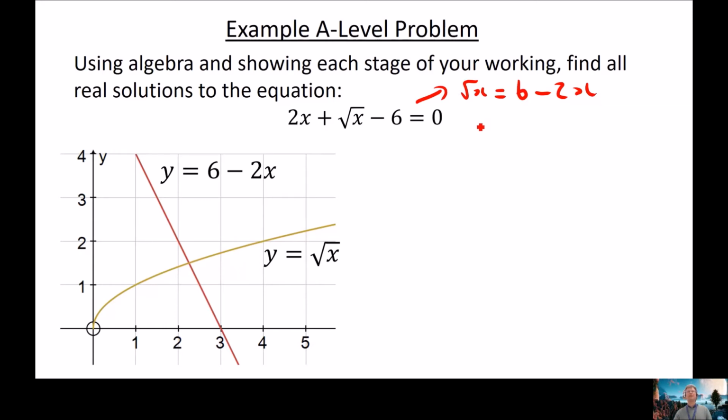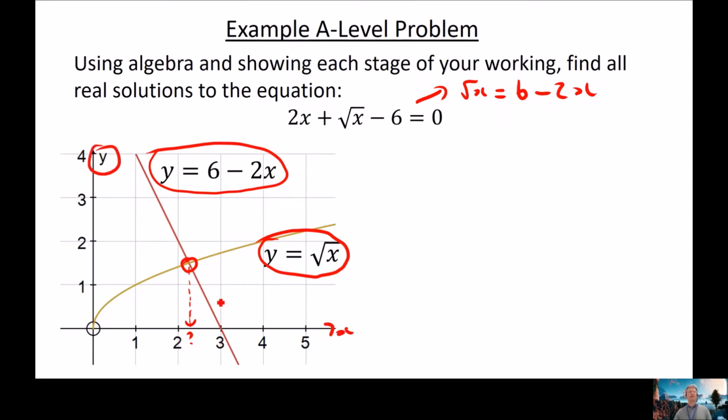So what you do is you say, I'm going to draw two graphs. I'm going to draw a graph for the left-hand side, which is that one, y equals root x, and I'm going to draw another graph for the right-hand side, which is that one, y equals 6 minus 2x. And those two graphs cross at that point just there, and what this question really wants to know is, what is that value of x? Because this is the x-axis, that's the y-axis. We want to know what the value of x is where those two graphs cross, and that will give us the solution to this equation. So that's one way you can think about this.